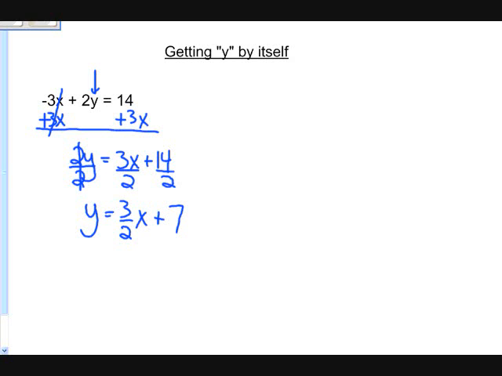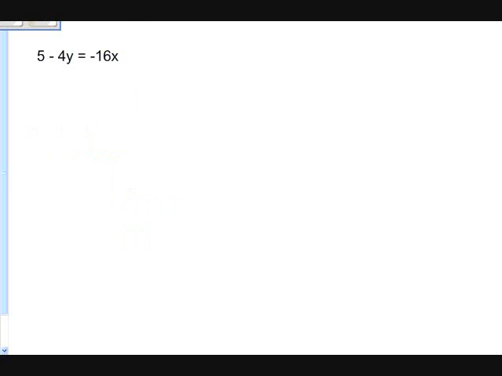Notice the number next to x, I left it an improper fraction because that is our slope, and slope must always be left as an improper fraction, never a mixed fraction. Let's take a look at another problem.